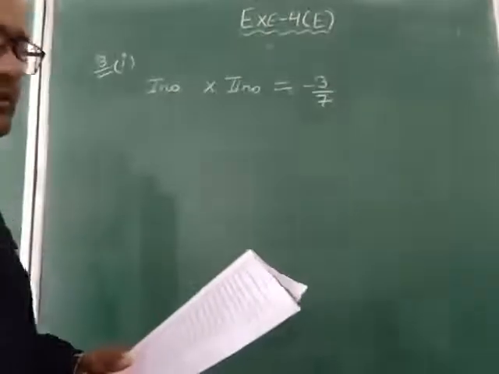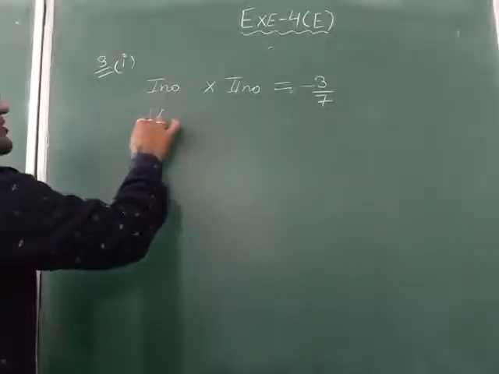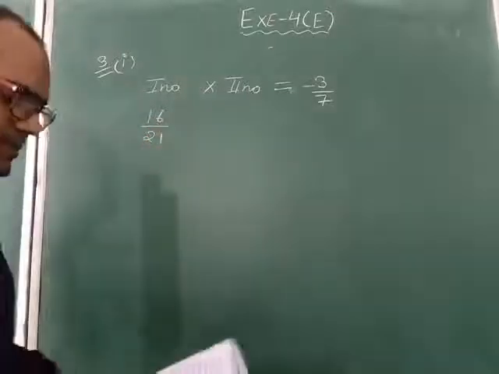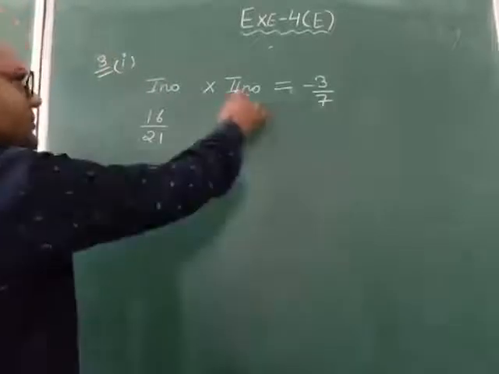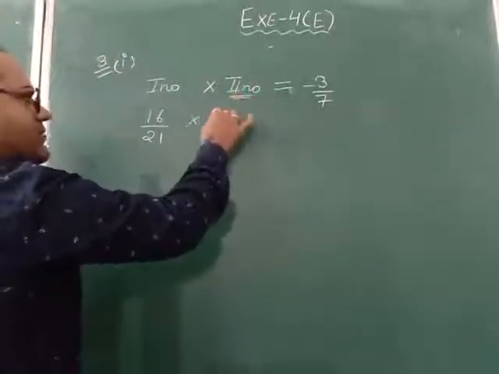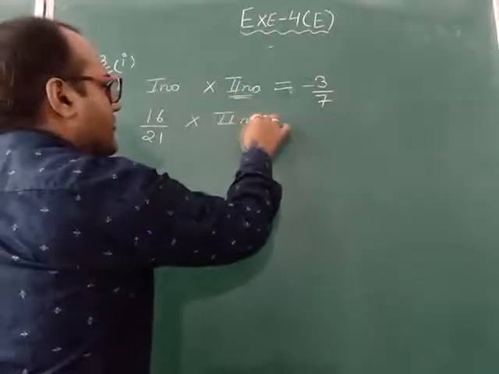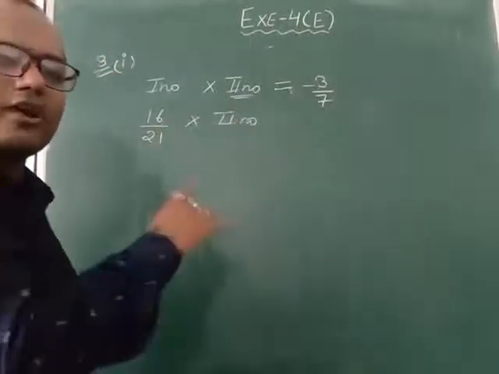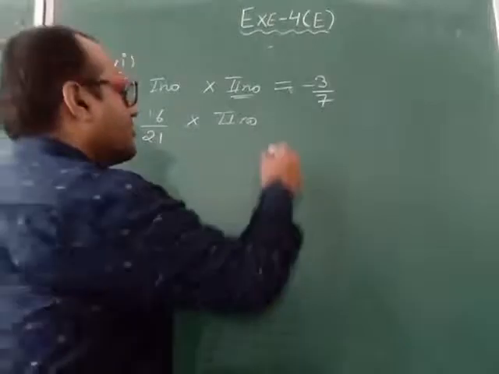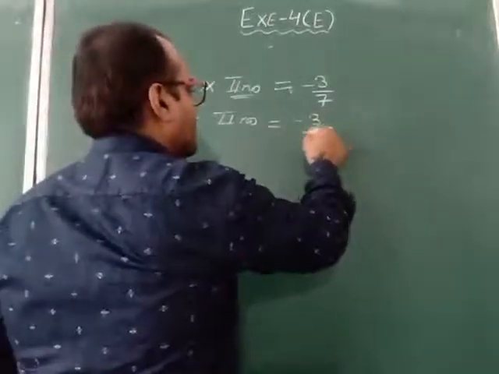One of them is 16 upon 21. So this first number is given, 16 upon 21. Then you have to find the other number. So this other number, the second number, we don't know. We have to calculate the value of this second number. So we will write it as it is because we do not have the value of this second number. Now equal to minus 3 upon 7.